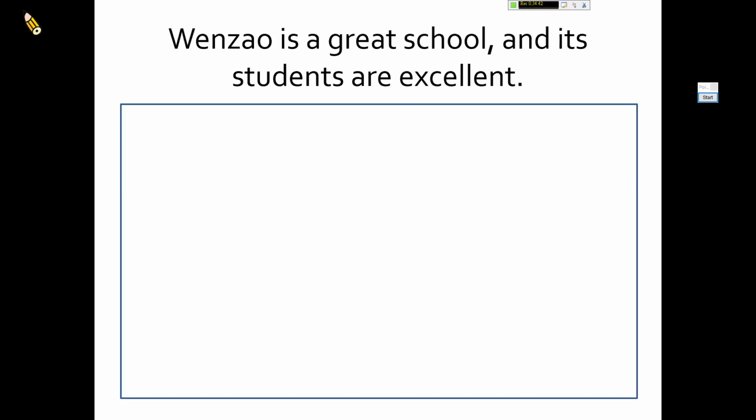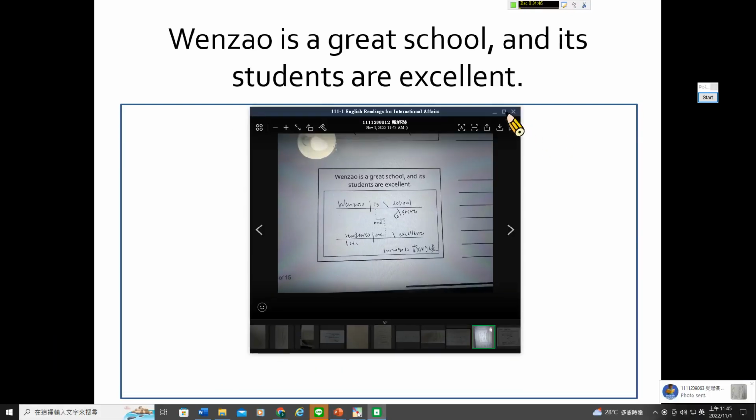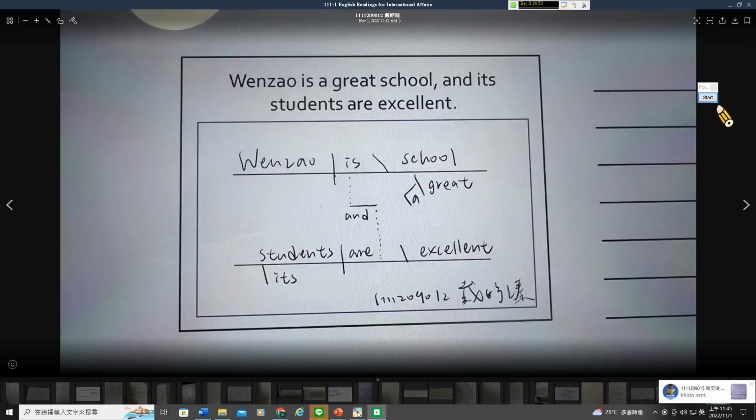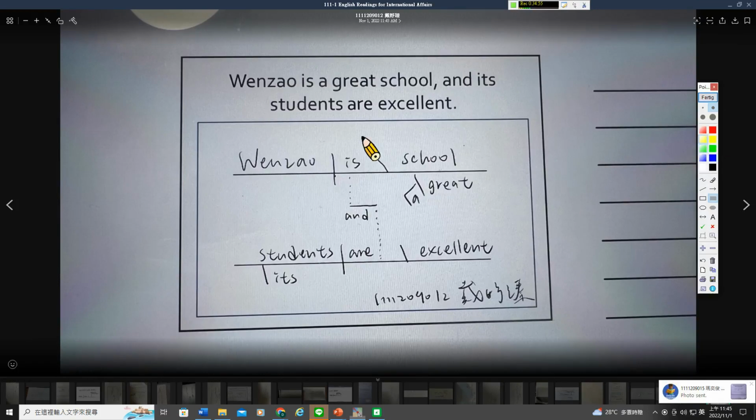Okay, looks good. So far, so good. So let's see the answer here. Again, we use the student's answer for this one. And you can see from here. So Wenzhou is a great school. Wenzhou is a great school. And its students are excellent, right?